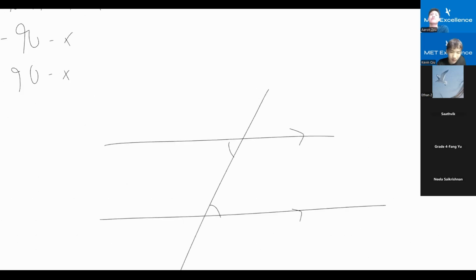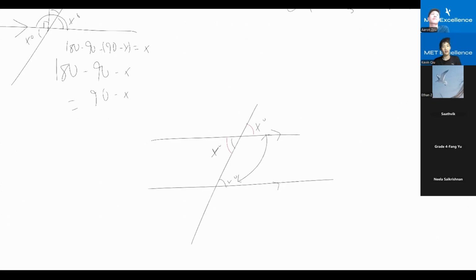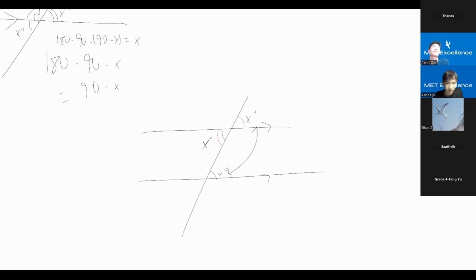So one last property that follows from these two, we know by vertical angles that this and this are also the same and are x degrees. So there's something called corresponding angles, which says that these two angles are the same. And you'll see that that just comes from our alternate interior angles and the vertical angles.